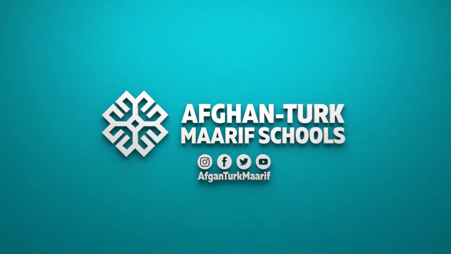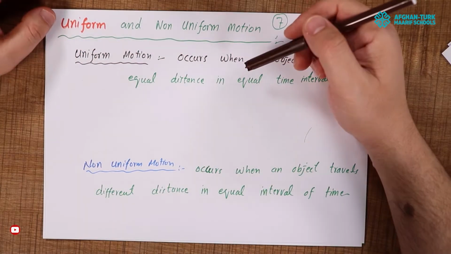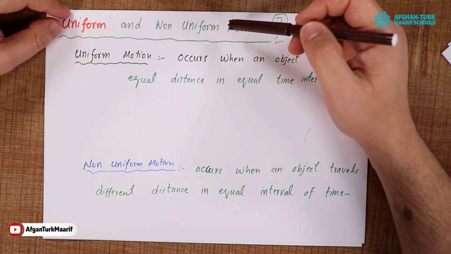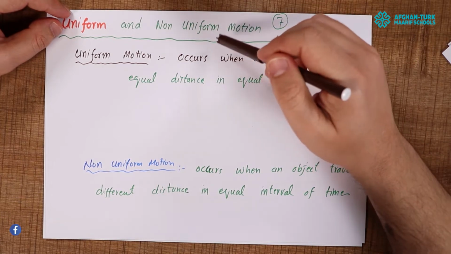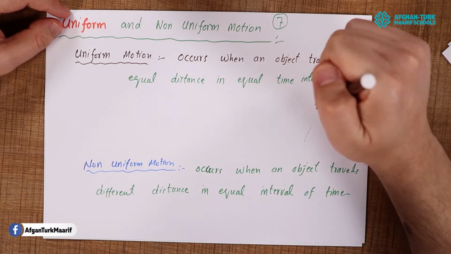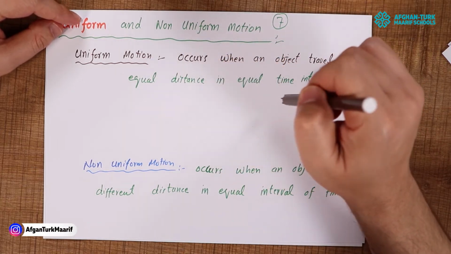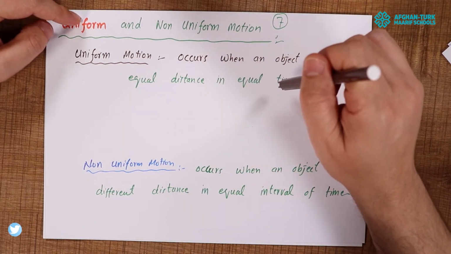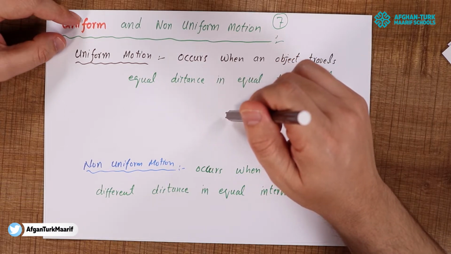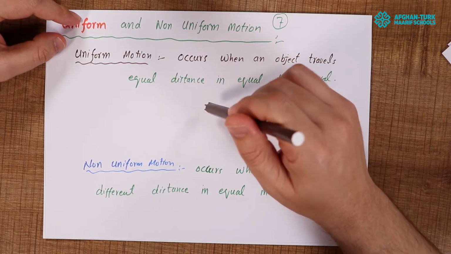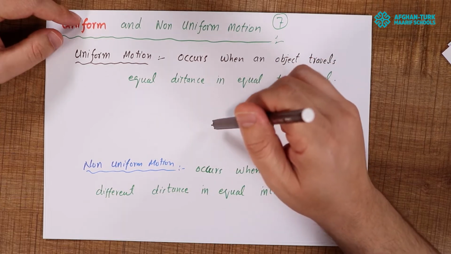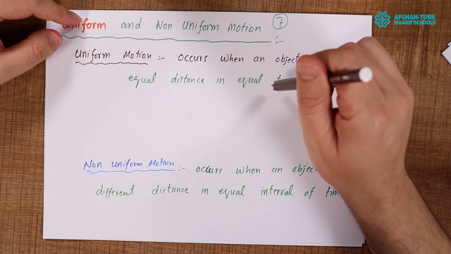Okay, students, in this lecture we are going to discuss uniform and non-uniform motion, and what the difference is between these two types of motion. First, let's see the uniform motion. What is the meaning of uniform motion? We will clear up the difference between these two with the help of a simple example.